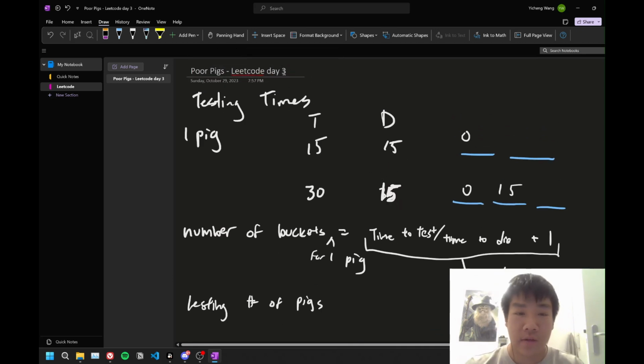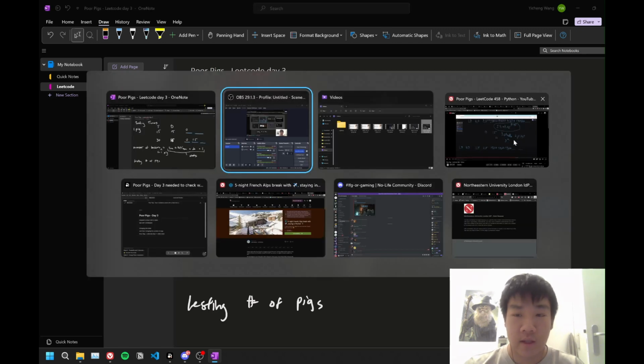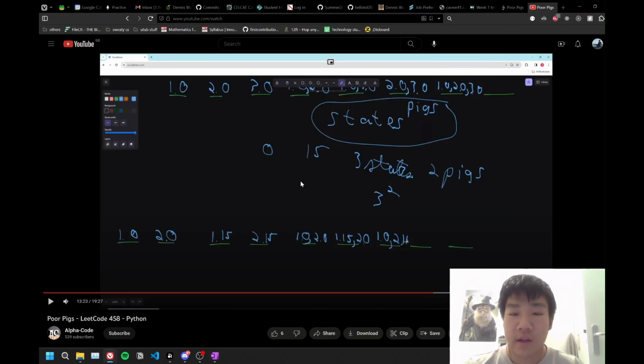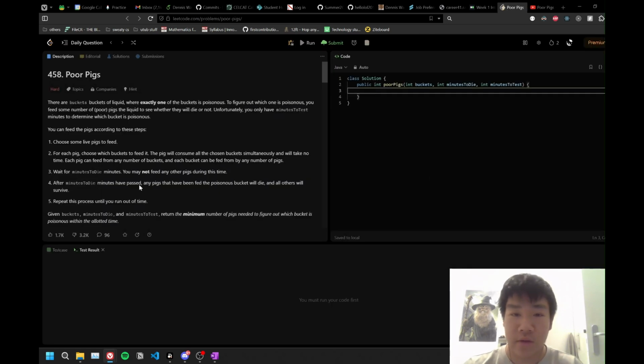Anyways, alright, let's talk about the poor pigs. This is Leetcode, day 3 of my streak. I had to watch a tutorial for the theory behind it, but I'll try to do the math myself. Speaking of math, this is a very big math problem. It's about pigs and poisoning pigs with buckets of liquid.